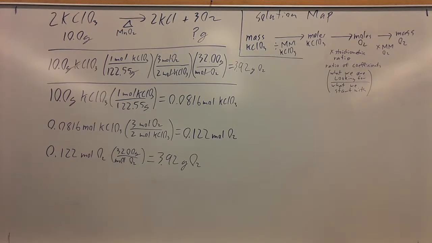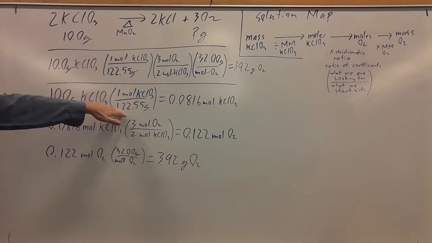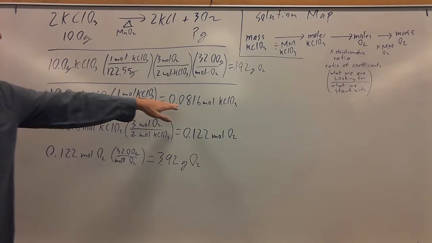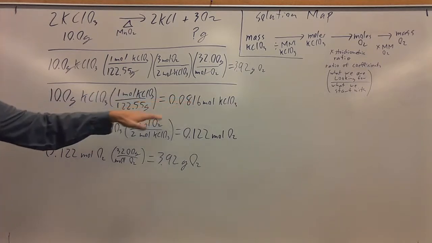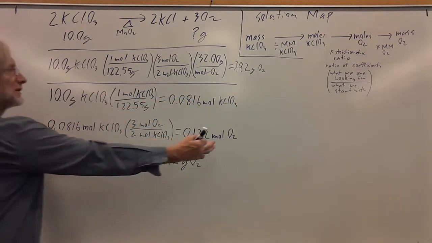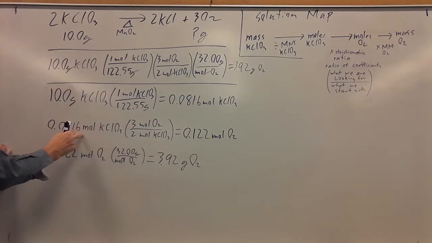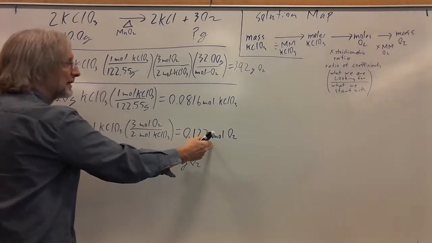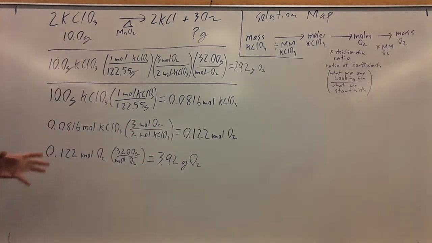In a stepwise process, we take our mass of potassium chlorate divided by its molar mass to get the moles of potassium chlorate. The heart of the stoichiometry problem is this part here, converting moles of one compound into moles of another compound. This occurs in all of our stoichiometry problems, regardless of whether we're doing mass to mass, mass to gas, or molarity.